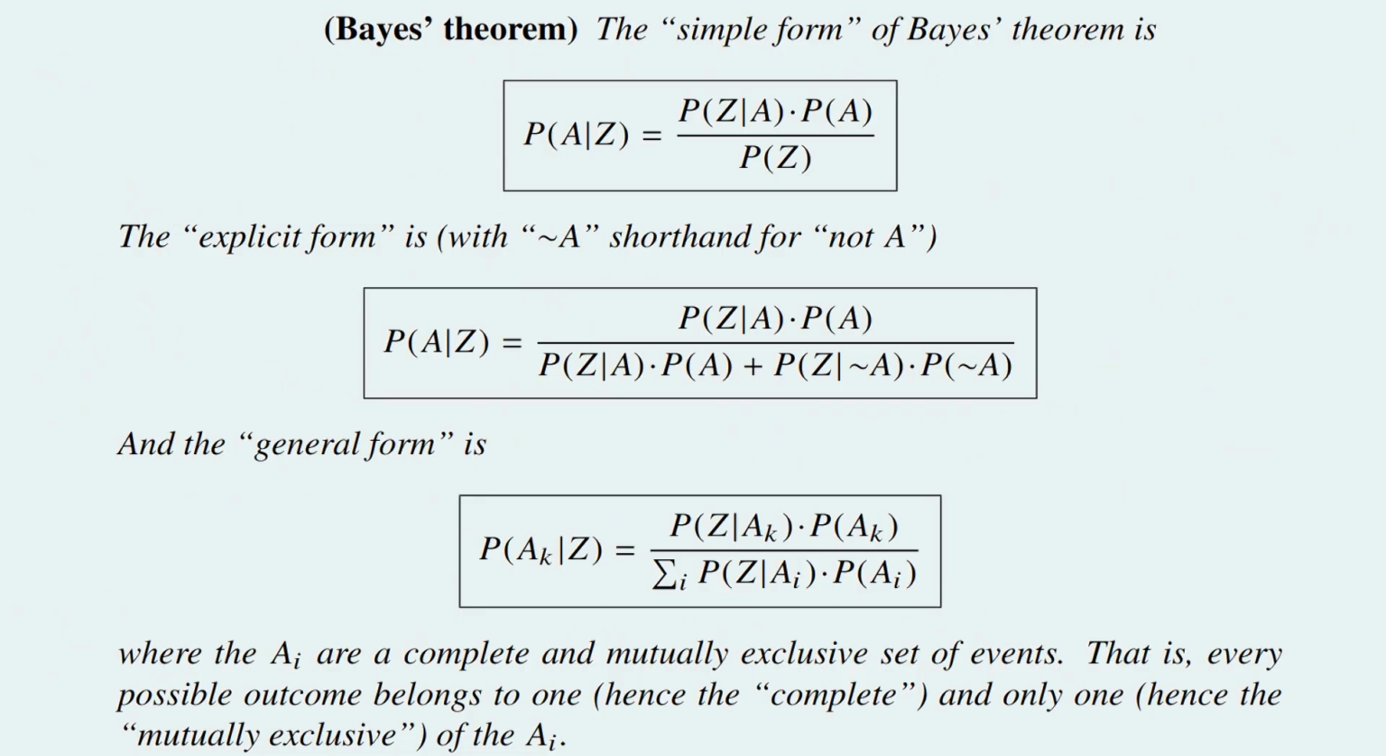Let's have a look at different forms of Bayes' theorem. This is the simplest form of the Bayes' theorem. Here, just now we have derived. Here instead of B there is Z. The other form is the explicit form. We can clearly see here everything is the same as above, but the only difference is that instead of probability of Z we have written some other expression. We will see what this is.